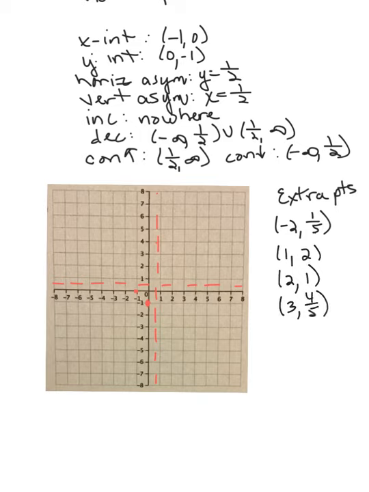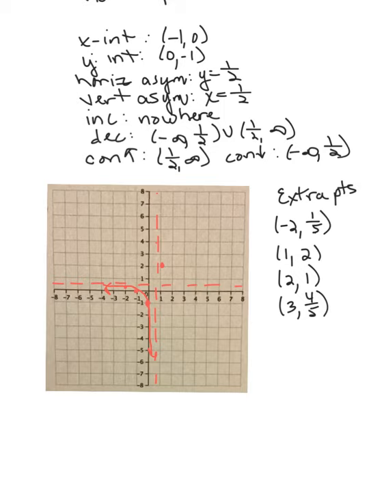Now plotting those points at -2, we are at 1/5, so we're just over the 0. And if you look at this, you can see how we're following the shape of the asymptotes, and we are decreasing, which we said we should be, and we are concave down, which we said we should be. On the right side of the vertical asymptote, we have a point at 1, 2.